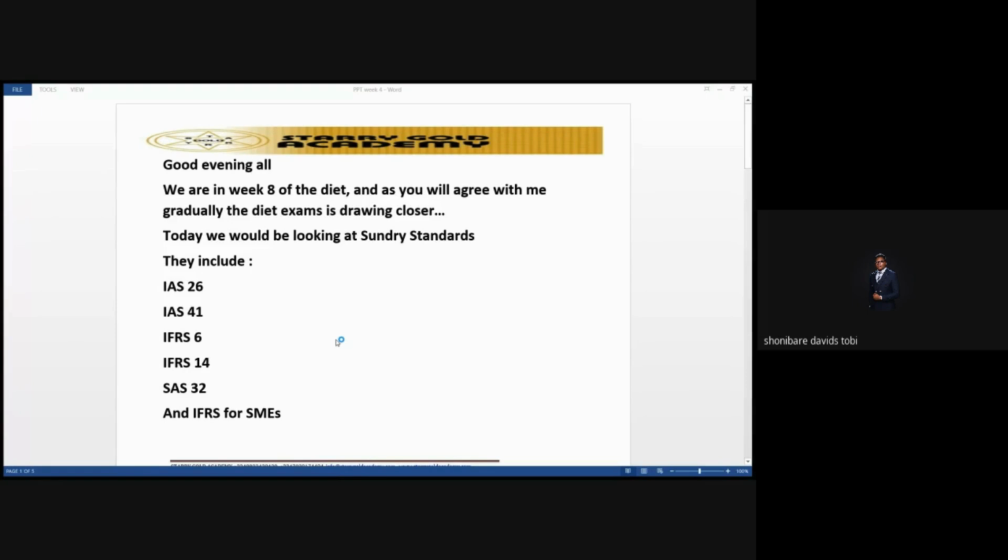You know, there's a particular diet where ICAN said that the entity does not know the disclosure requirements that they should put in their financial statements in regards to that particular standard, that lists the disclosure requirements. And I think it was maybe 5 marks or 10 marks, I can't remember. So can you see? That's why, understand, you don't need to cram these things.